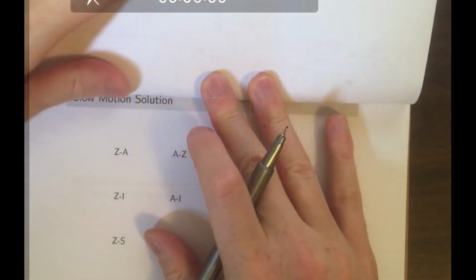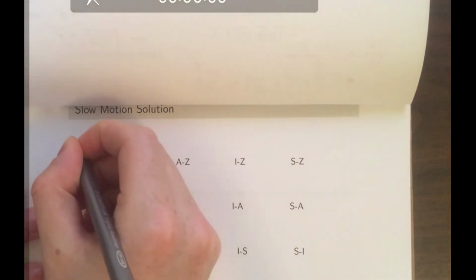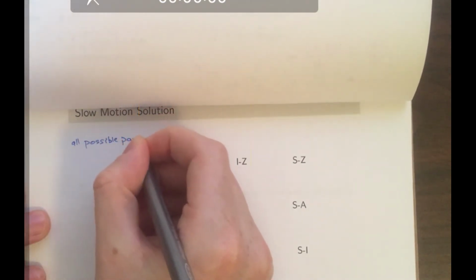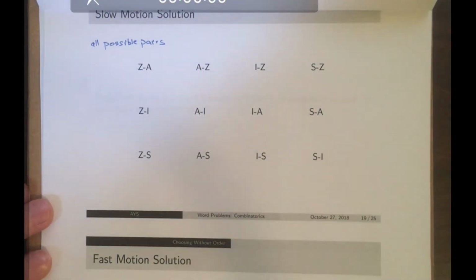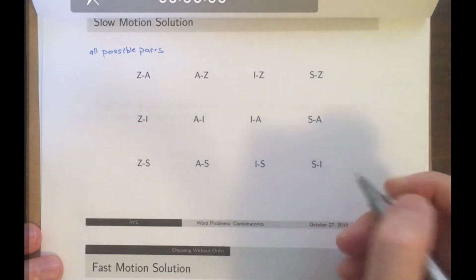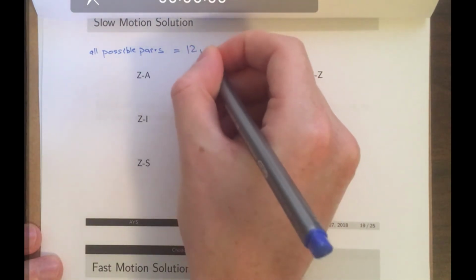And this is what I came up with. So these are all the possible pairs. Sorry, it might be a little bit not straight. Let me straighten it out. So you have all the possible pairs. So I have 1, 2, 3, 4, 1, 2, 3. So 12 pairs.